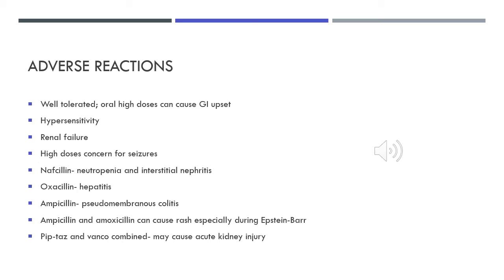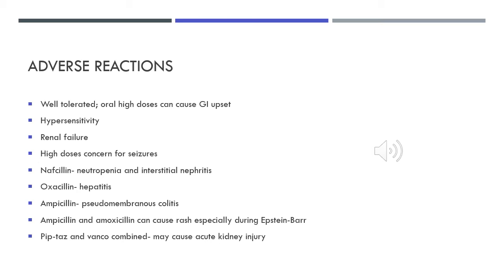In terms of just the very basics according to each drug, nafcillin has a risk of neutropenia or interstitial nephritis. Oxacillin can cause a hepatitis-type reaction, and ampicillin a pseudomembranous colitis picture. Ampicillin and amoxicillin, again, cause that rash during some other viral etiologies like Epstein-Barr, being confused as really penicillin allergies.